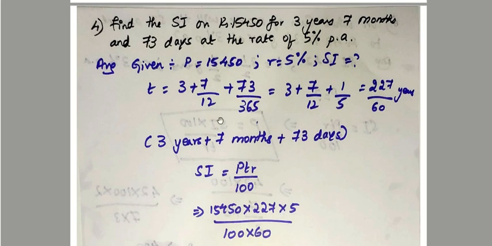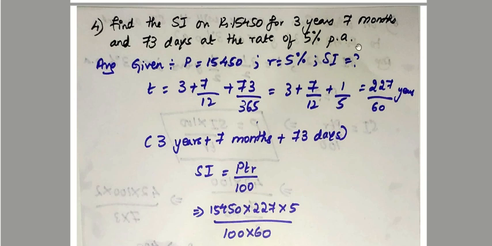Find the simple interest on rupees 15,450 for 3 years, 7 months and 73 days at the rate of 5% per annum. So what is given in the question? Principal is 15,450. The rate of interest is 5%. So what is your time? 3 years they have told.